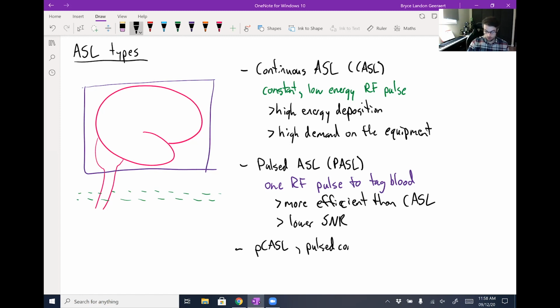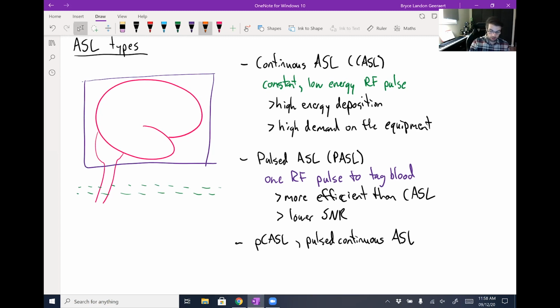Let me finish writing this out. So it's pulse continuous. Instead of a constant low energy RF field being generated, this one is constant pulses, as if that is an oxymoron. Constant pulses of low magnitude RF fields. And that gets the best of both worlds.